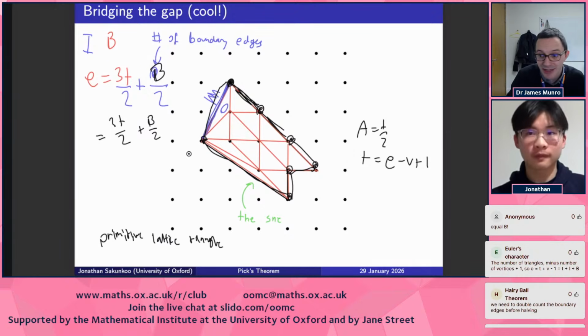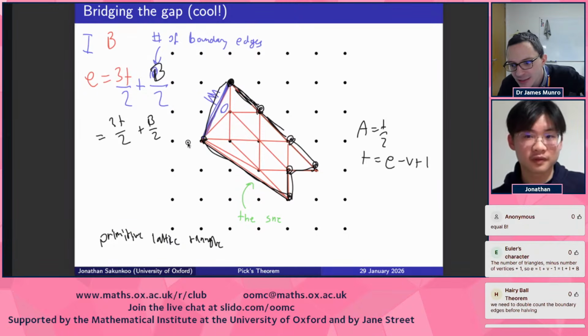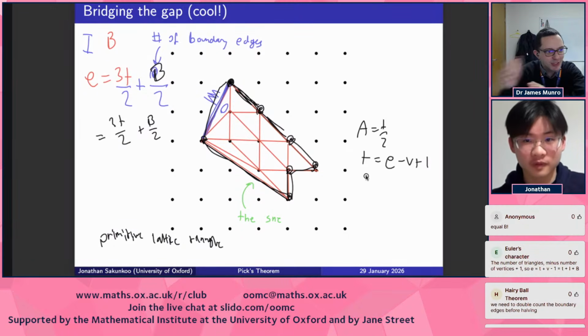Okay, so we've got algebra now. Algebra to finish the job, because you know E in terms of T and B, you know V in terms of I and B. You want T, you have an equation on the right hand side.